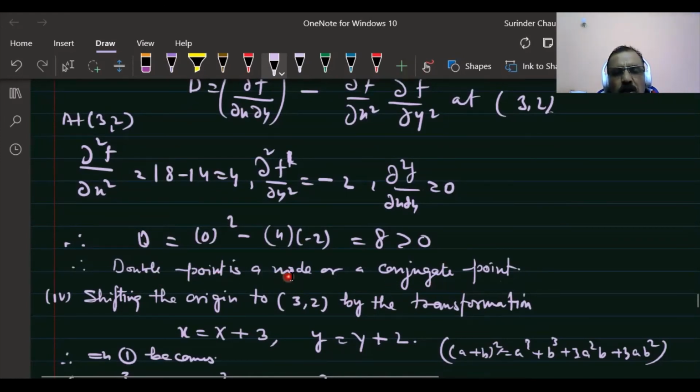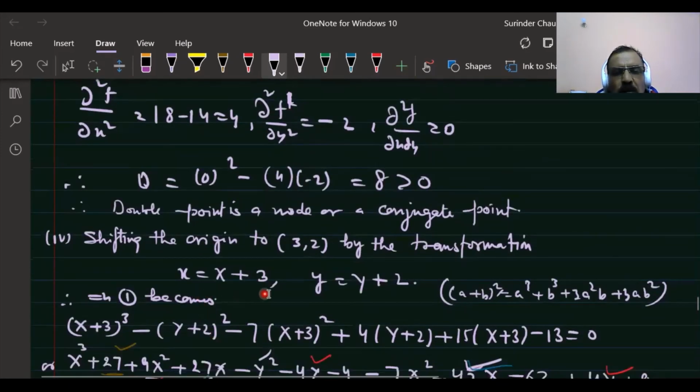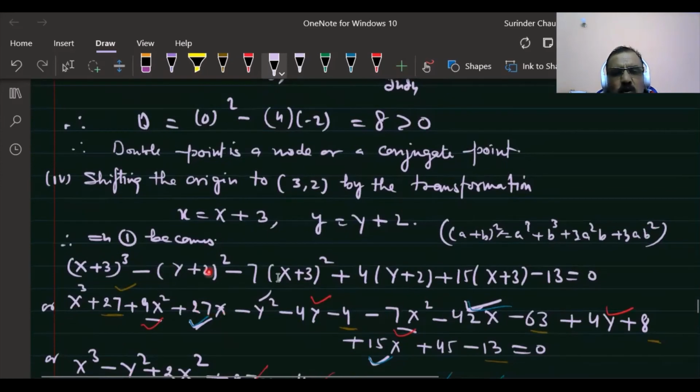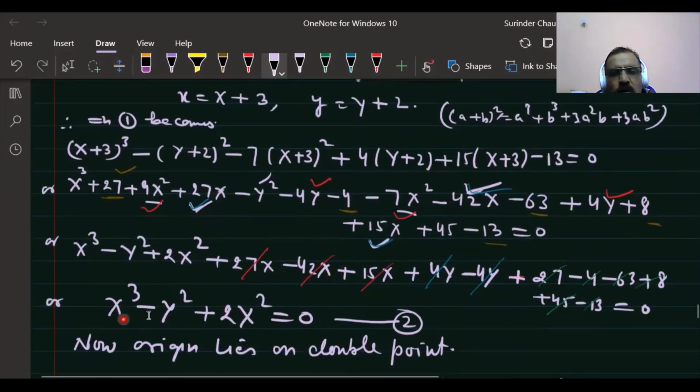Now to decide whether it is a node or conjugate point, we have to shift the origin to this point. We shift the origin by the transformation x is equal to capital X plus h, y is equal to capital Y plus k. Now replace x by capital X plus h, y by capital Y plus k, and substitute in the equation f(x, y). Simplify that, and we'll get an equation in capital X and capital Y. This is the new equation in X and Y.